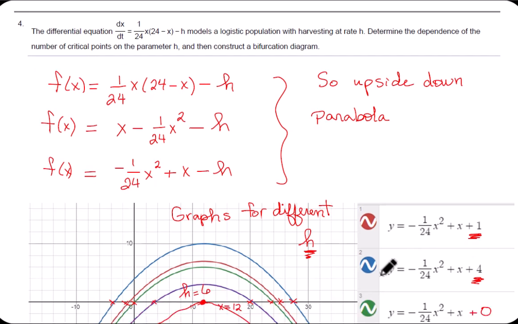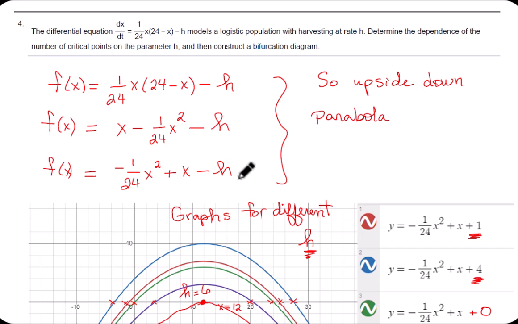Question 4. All right, we have this differential equation, but now they're throwing in an h here, which is a particular rate of harvesting. And so the question is, how does h change the nature of the problem? All right, so looking at this, I multiplied the 1 over 24 x in. And then I'm looking at this and I'm realizing that it's just an upside down parabola.